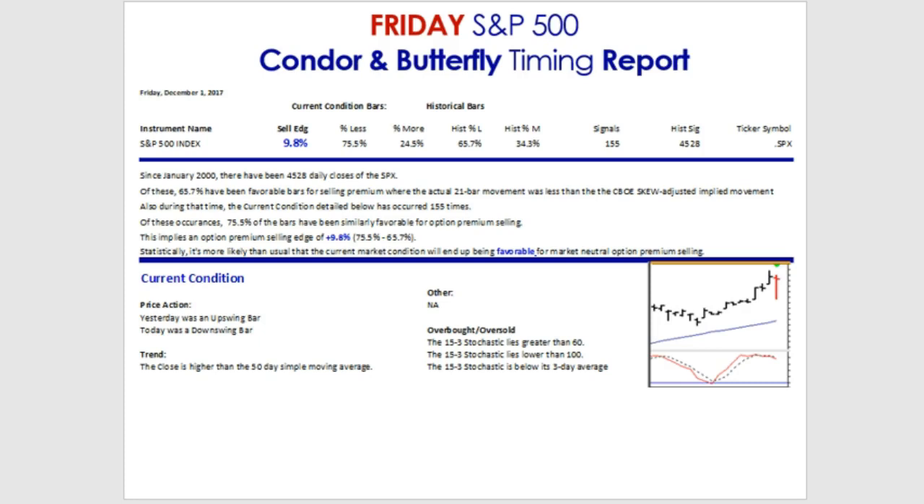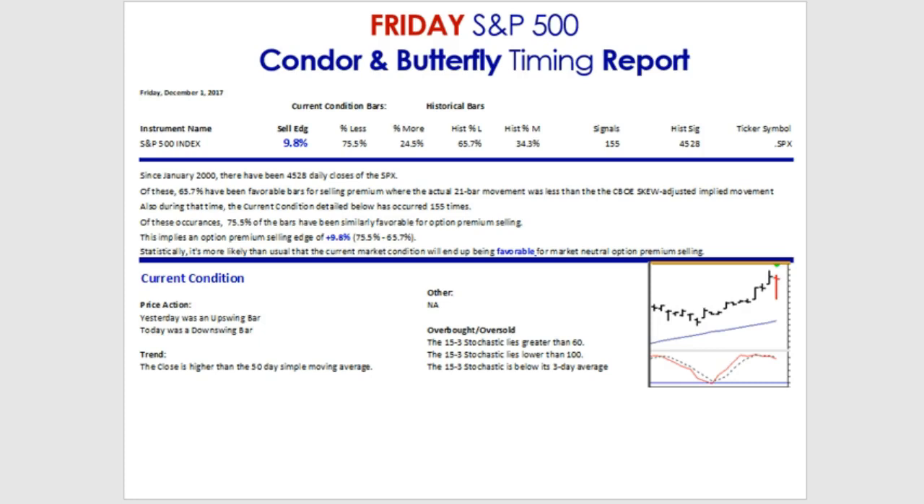Since January of 2000, there's been about 4,528 closes of the S&P 500. All right, over 4,500. Of those 4,528, 65.7%, almost 2/3, have been favorable bars for selling option premium neutrally, like Condors and Butters, where the actual 21 bar subsequent movement was less than the SIBO skew adjusted implied movement coming from the VIX.